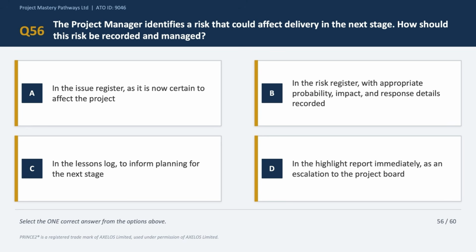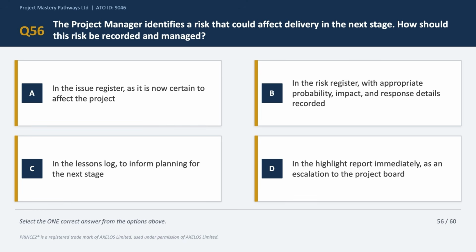Let's move on. So the project manager identifies a risk that could affect the delivery schedule for the next stage, but not really the current one. How should the risk be recorded and managed? Okay. Now here we have a scenario based question about risk recording. Now the key here is that there is still an uncertain event that may or may not occur, right? Now it may affect the next stage, but it's not really certain, right? So what do you do with it?